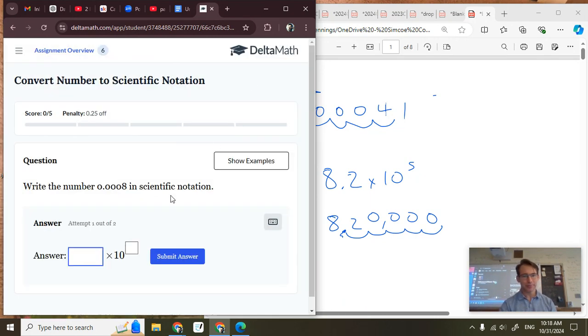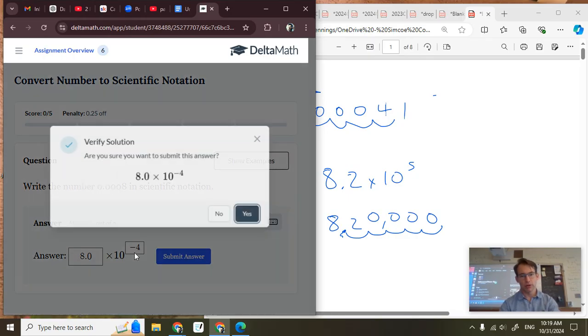All right, we've been asked to write this in scientific notation. We're going to place that decimal point after the 8. I see that I need to move it 4 times. So we're going to have 8.0, so nothing after the 8, times 10 to the negative 4.